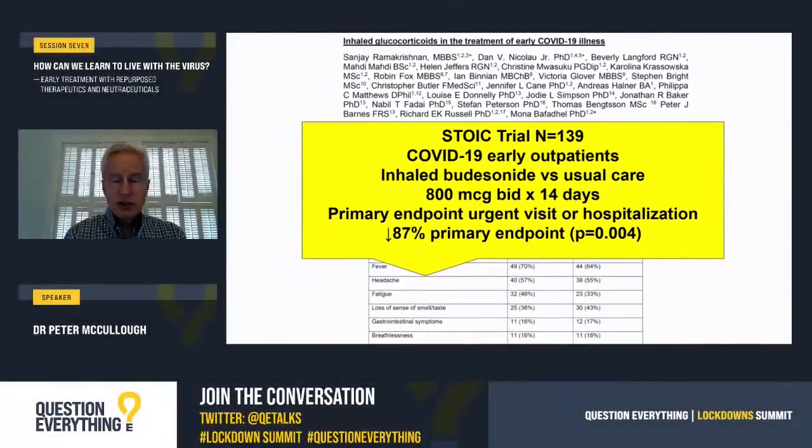It reduced the risk of hospitalization by 87%, and that was statistically significant. So we have randomized trial data for oral steroids when patients are later in the illness and have pulmonary symptoms, and then inhaled budesonide from the very beginning. Easy to prescribe and very safe. Next slide.